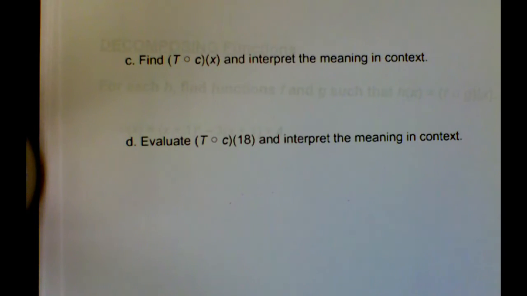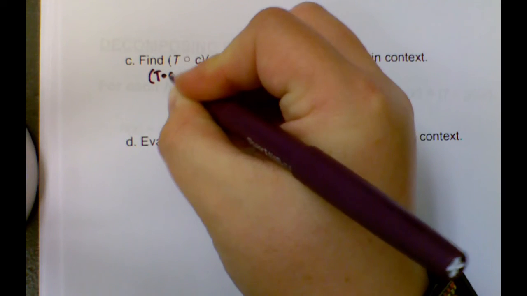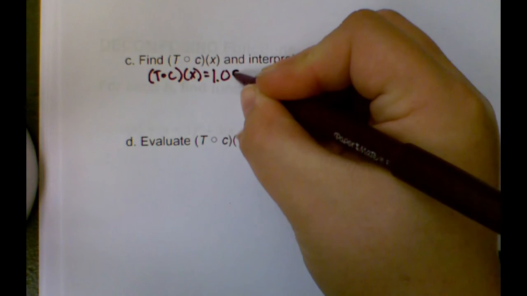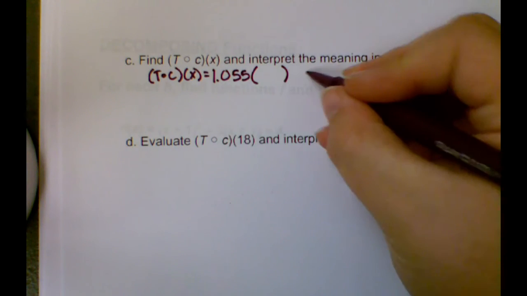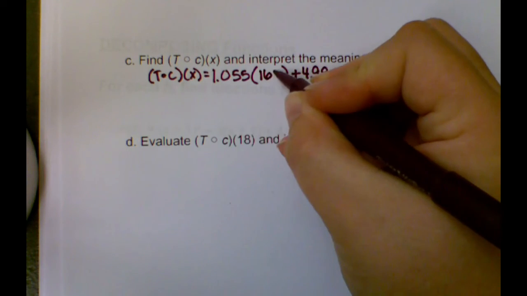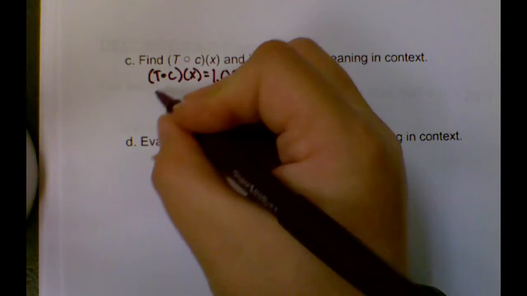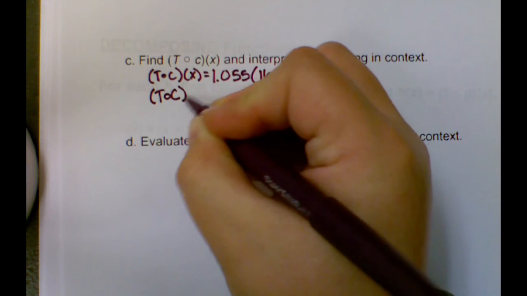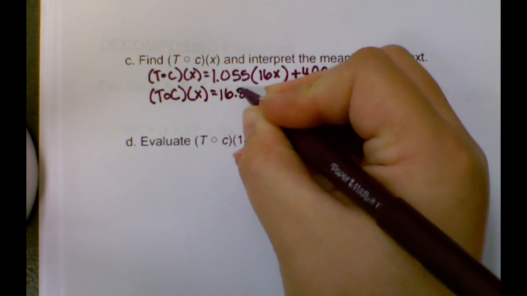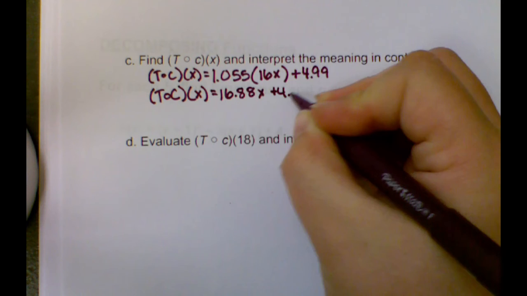Now we're going to find T of C of x and interpret its meaning. Well, T of C of x just means I plug C into my function T. So to get T of C of x, I need to take 1.055 times my function C of x plus $4.99. Well, C of x was 16x. And when I multiply that out, I get T of C of x equals 16.88x plus $4.99.